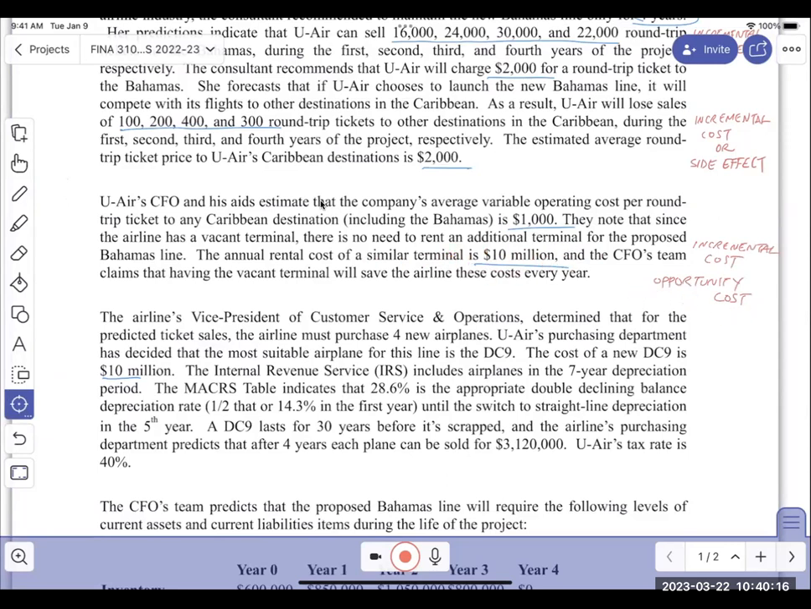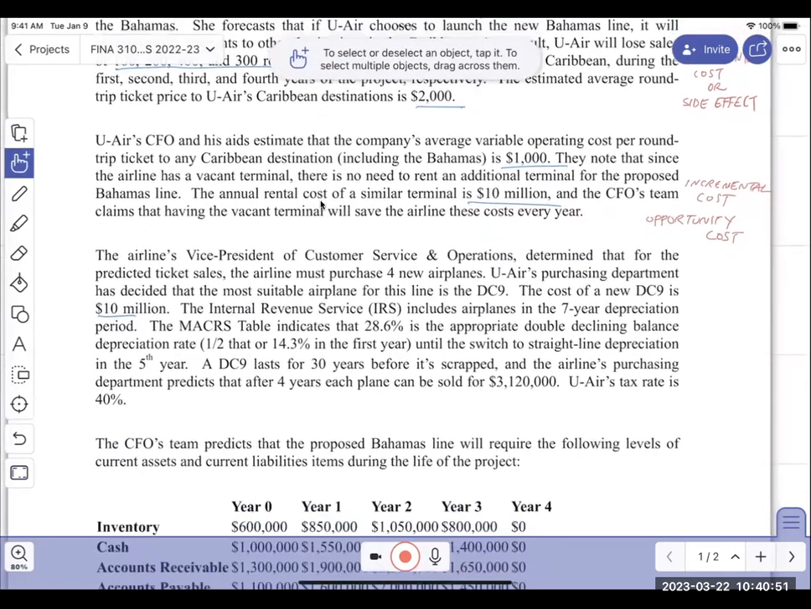This has to be worked into our calculation. It's kind of like a side effect, because it affects the firm at large, or the other operations of the firm. We're taking this out of the possible revenues for the firm. So this is an opportunity cost. So this is incremental. All right, what next?